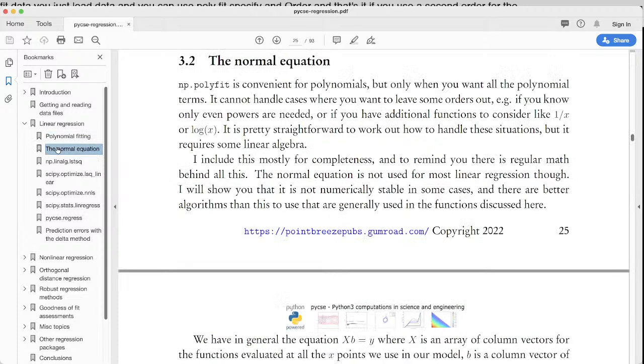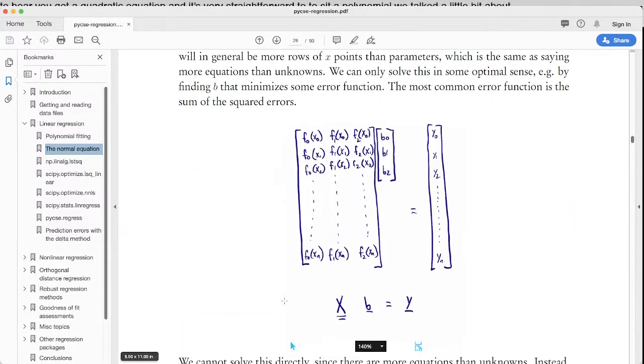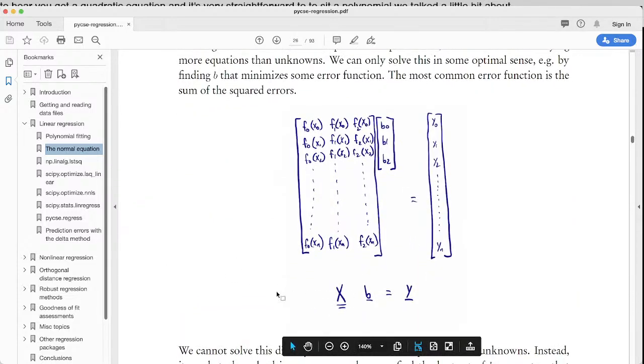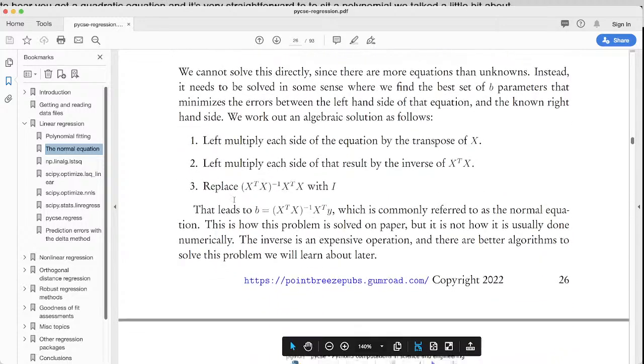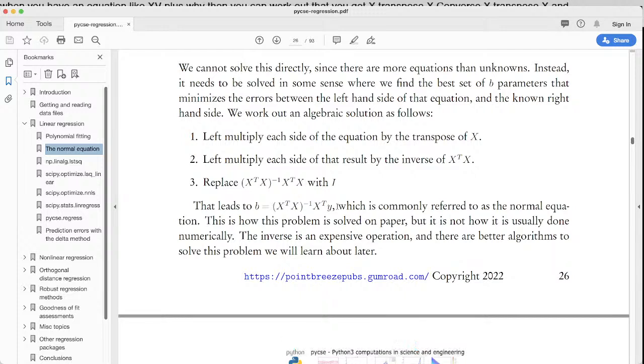We talk a little bit about the so-called normal equation, which is an analytical solution for linear regression. And when you have an equation like Xb = y, then you can work out that you get (X^T X)^-1 X^T y, and you can use that to find the solution to your equation. And it's kind of nice. It's not how people generally do least squares, but it's interesting to be able to work it out.